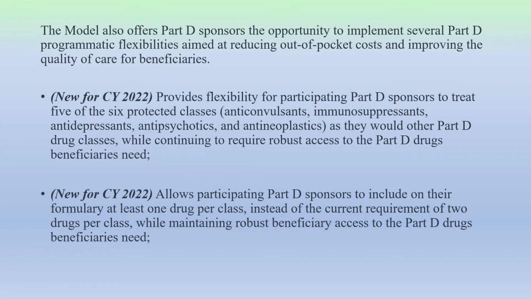The model also offers Part D sponsors the opportunity to implement several Part D programmatic flexibilities aimed at reducing out-of-pocket costs and improving the quality of care for beneficiaries. What is new for calendar year 2022? The model provides flexibility for participating Part D sponsors to treat 5 of the 6 protected classes: anticonvulsants, immunosuppressants, antidepressants, antipsychotics, and antineoplastics as they would other Part D drug classes, while continuing to require robust access to the Part D drugs beneficiaries need.